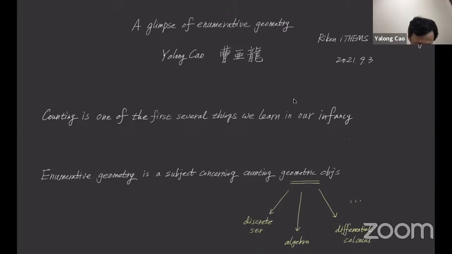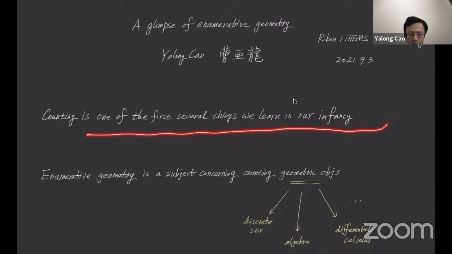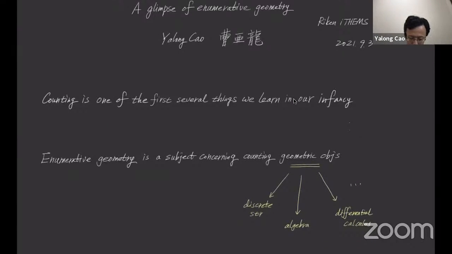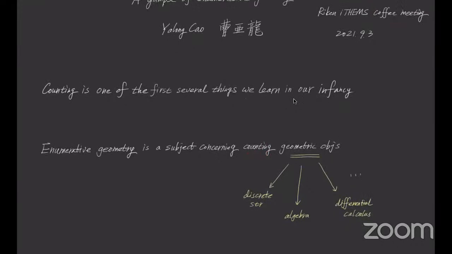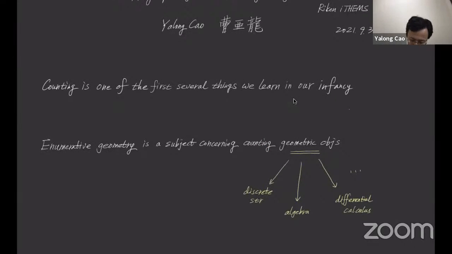Enumerative geometry is mainly about enumeration. This means we are doing counting. Counting is one of the first several things we learn in our infancy. Everyone learns first to count things, then we learn more complicated things. Enumerative geometry is a subject concerning the counting of geometric objects. These geometric objects can be defined from some discrete data, or from some algebra, or sometimes from some differential calculus.